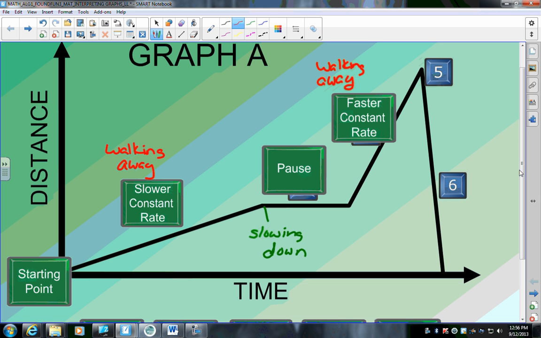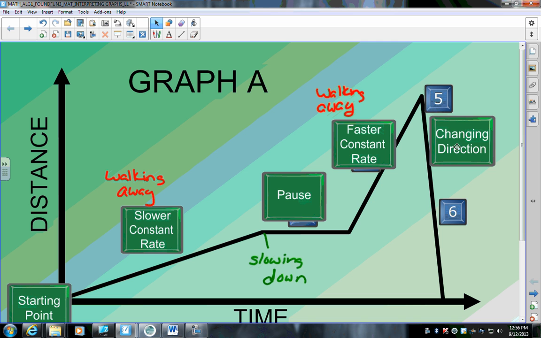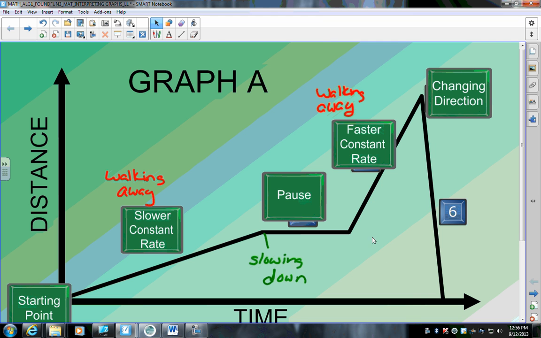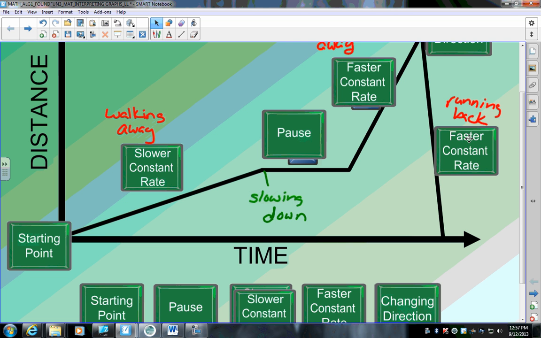What's happening at 5? There's my answer choices. I'm changing directions because I was walking away. Now at 5, I'm changing directions, and now I'm walking back. I'm not even walking back. What am I really doing? That line's really steep. I'd say more like I'm running back. That's a really fast rate because it's very steep. Faster. You're running back. That line is steep.